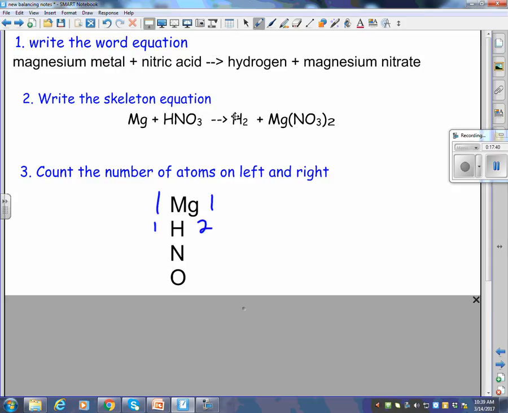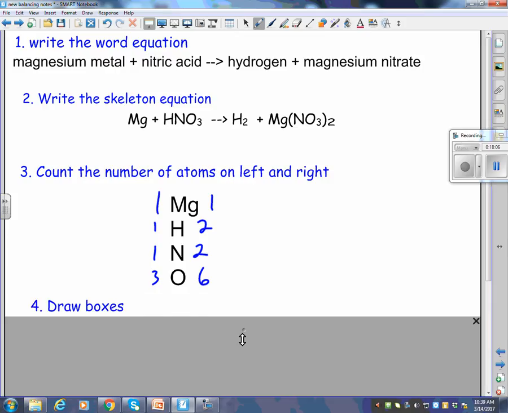How many N's on the left? I've got an NO3. I've got just 1. Here I've got 2 NO3s, so that's 2 N's, right? How many O's here? 3. How many O's here? 6. Okay, Ruben, so far so good?